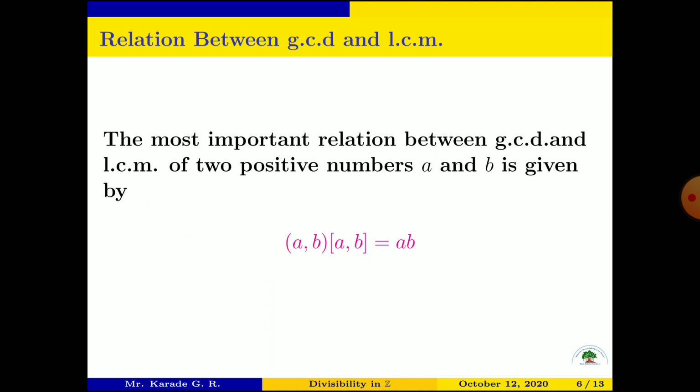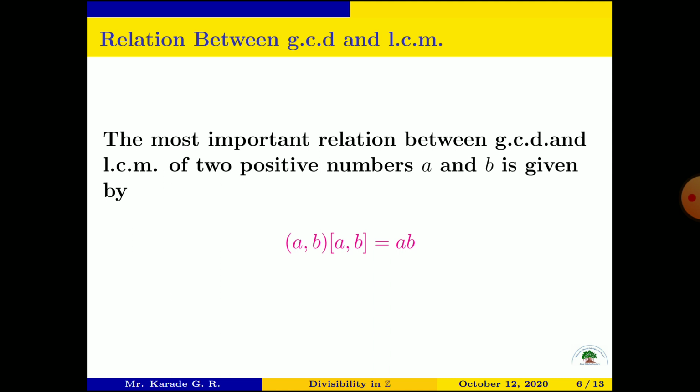Now we write here the relation between GCD and LCM. The most important relation between the greatest common divisor and least common multiple of two positive integers a and b is given by GCD of a, b times LCM of a, b is equal to the product of a and b. So this is a very simple and very important relation between GCD and LCM. If we know two numbers and we know the LCM, then we can find the GCD, or if we know the GCD, then we can find the LCM by using this relation.